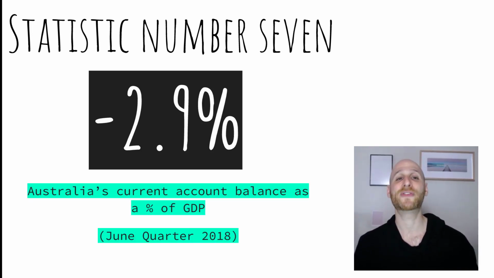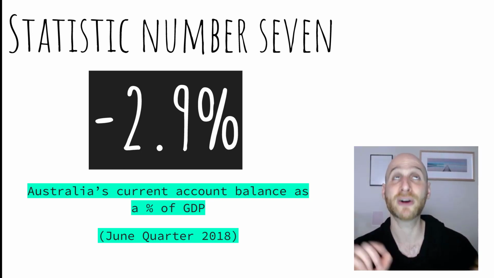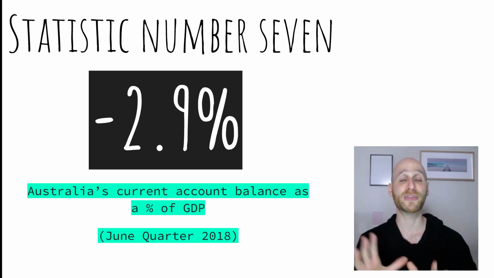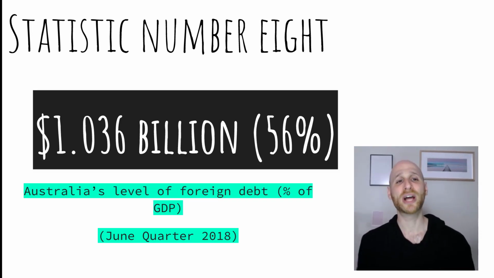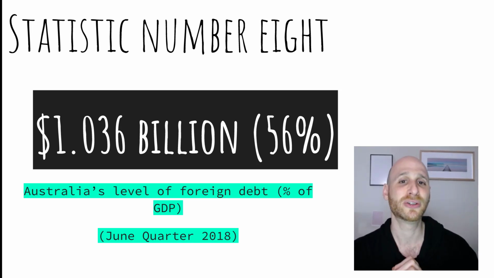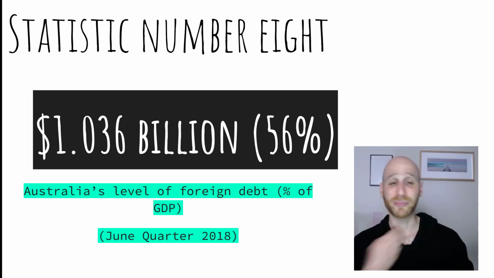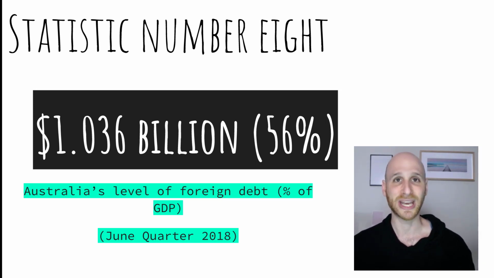Statistic number 7 is minus 2.9%. Minus 2.9% is Australia's current account balance as a percentage of GDP in the June quarter of 2018. Now that is substantially lower than what it's been in the past. Statistic number 8 is 1.036 trillion or 56%. So 1 trillion, let's make it a bit simpler, is Australia's level of foreign debt, and this represents 56% of GDP. Now this is as of the June quarter in 2018.